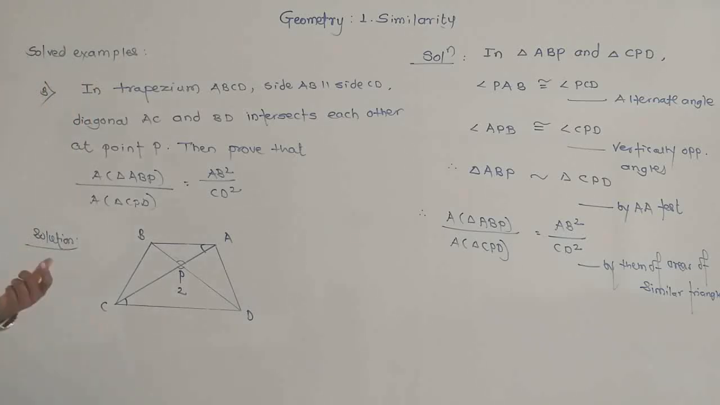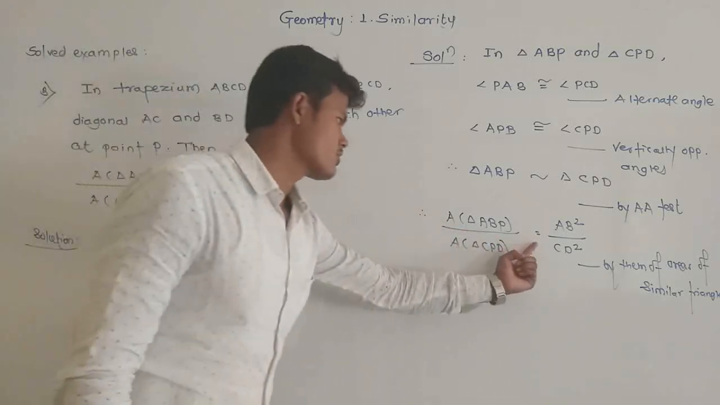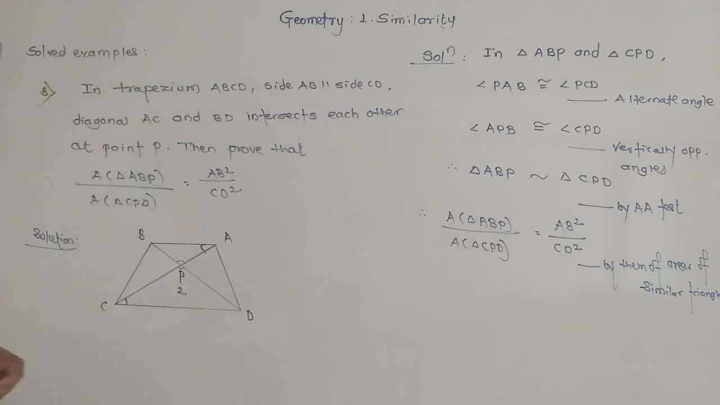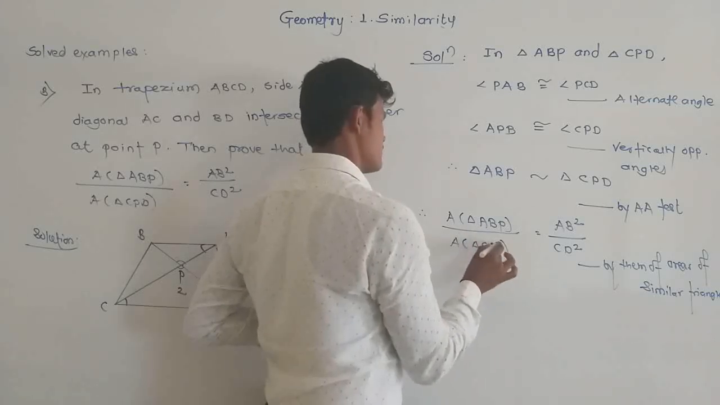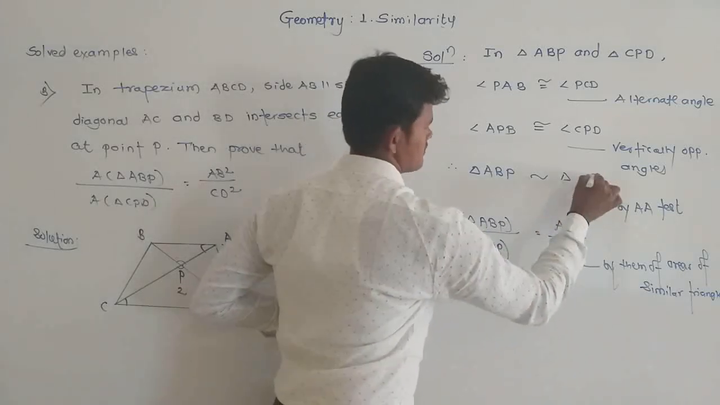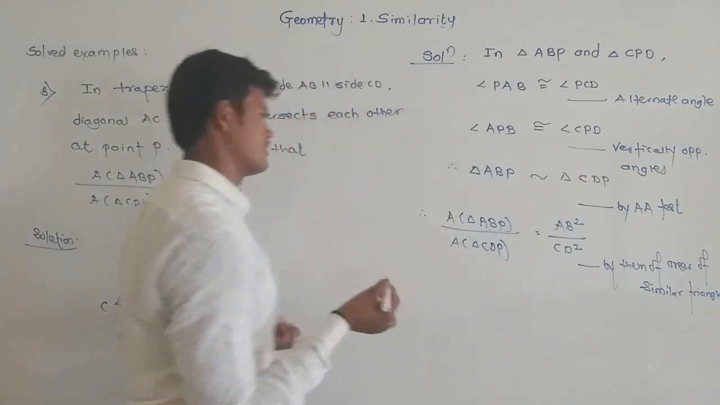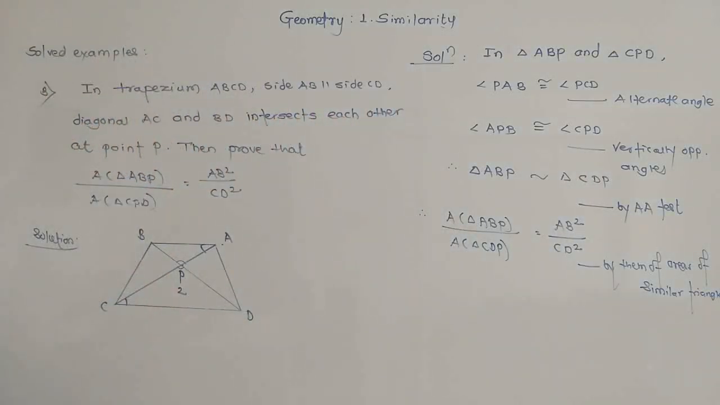Because if two triangles are similar, then the ratio of areas of the two triangles is the ratio of the squares of their corresponding sides. So corresponding sides are, in triangle ABP and in triangle CDP. So here instead of CPD, write CDP. Okay. So these are the applications, or how to apply the theorem of areas of similar triangles. Some solved examples are taken based on it.